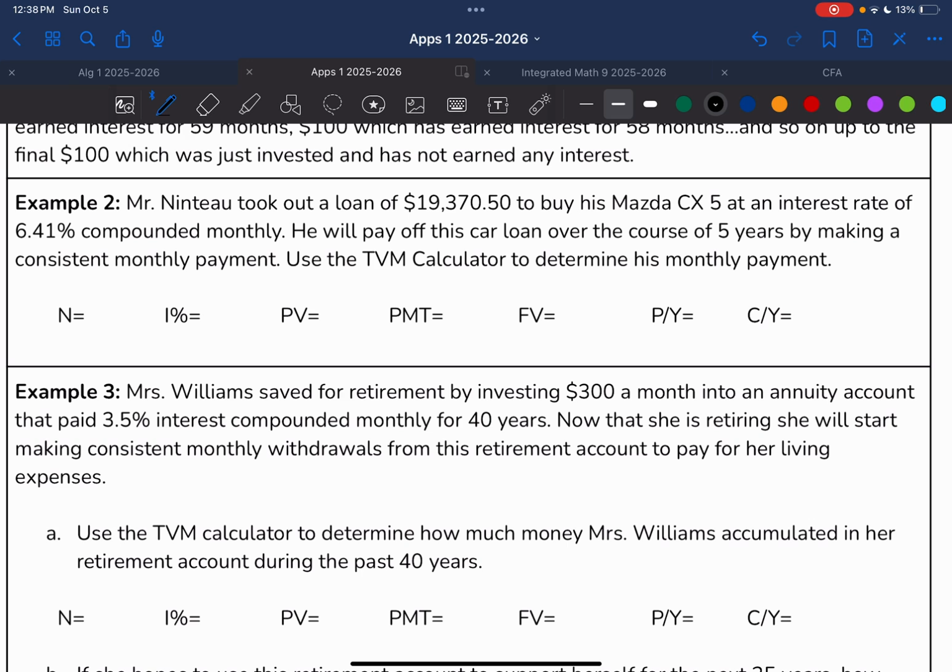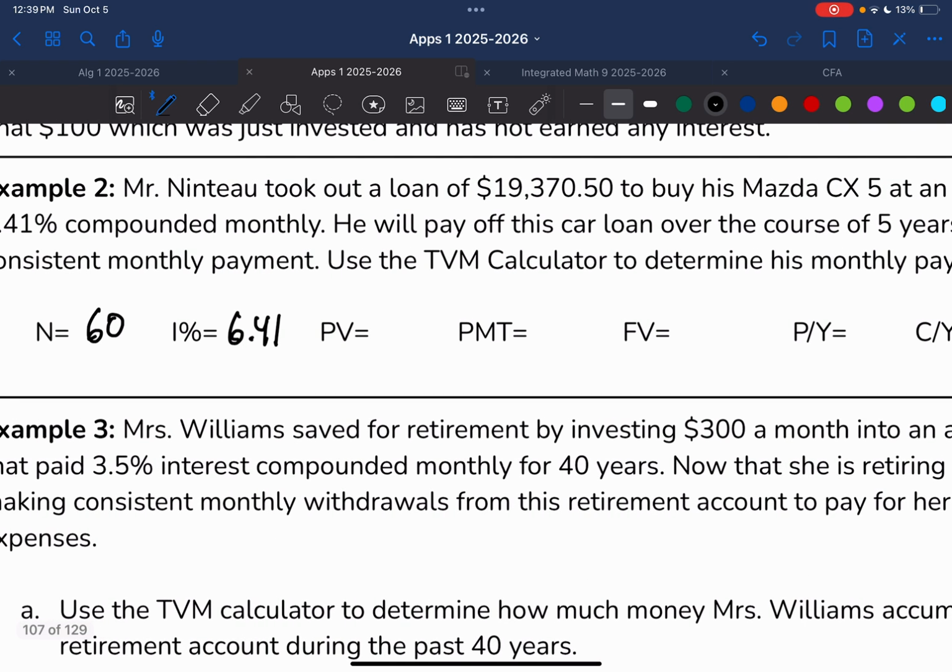So if we're doing monthly payments over 5 years, that means that we have 60 compounding periods. We know that the interest rate is 6.41%. Well, the present value, that's going to be negative what I currently owe. PMT, that's what we're trying to find, right? We're trying to find the payment value.